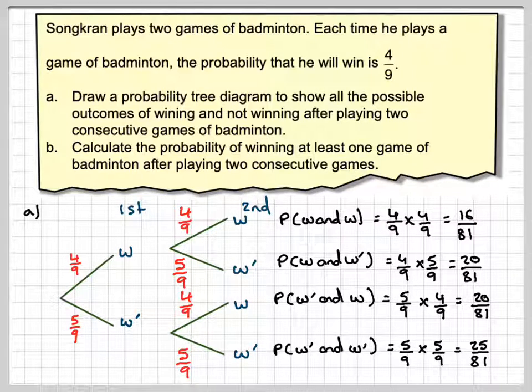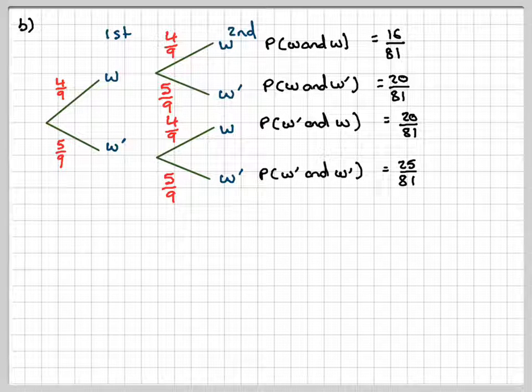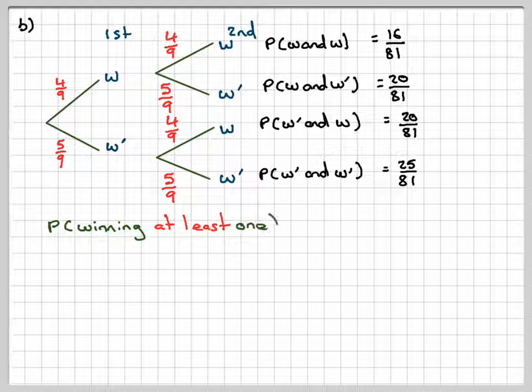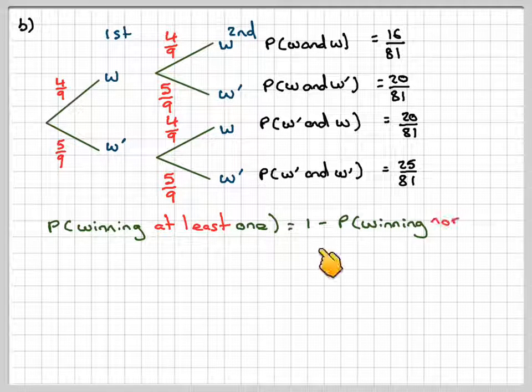So now we need to use that diagram to calculate the probability of winning at least 1 game of badminton after playing 2 consecutive games. So, using the tree diagram, the probability of winning at least 1 game is always 1 minus the probability of winning none. You see, for example, here, and here, he will win at least 1 game. I know here he wins 2, but he wins at least 1 game of the 2. Here, he wins no games whatsoever.